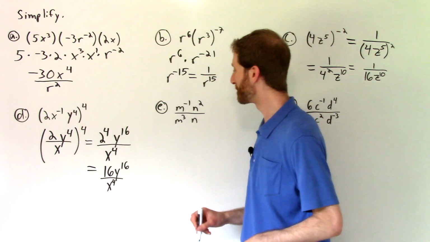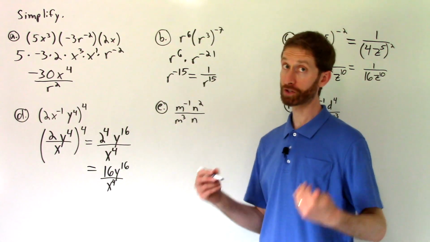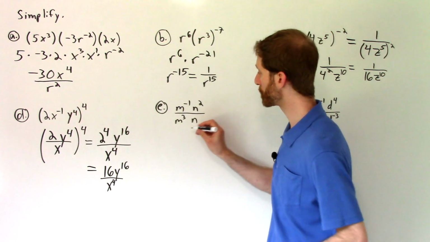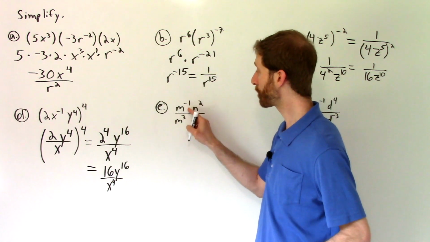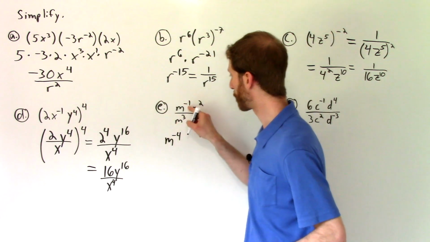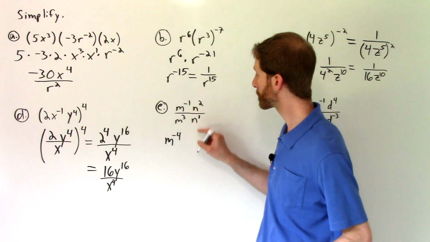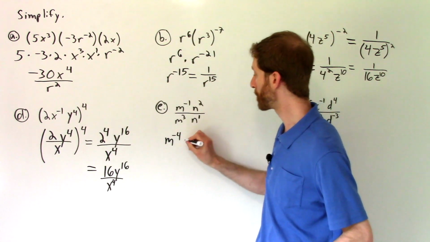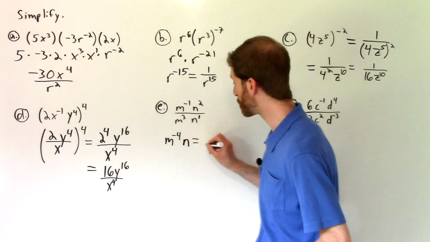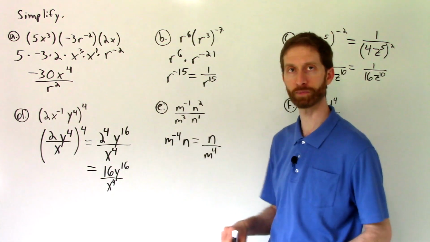Nice. All right, m to the negative 1 n squared all over m to the 3rd n. Looks like we're using some division rules. So I noticed that the same base is here, so I'm going to do subtraction. Negative 1 minus 3 is m to the negative 4th. I'm subtracting the exponents of like bases. This is n to the 1st, n squared, 2 minus 1 is 1. So n to the 1, which is just n. And now the m is going to go into the denominator. So I have n over m to the 4th due to that negative exponent.